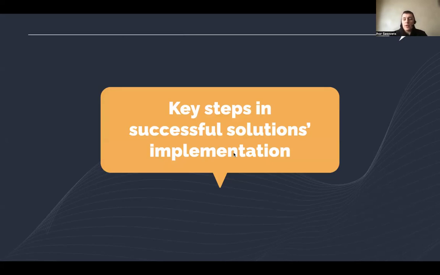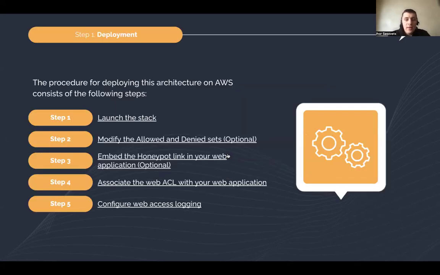Next important topic is how to achieve a successful implementation of this solution on the project. And let's review some key steps. So first of all, you need to deploy the solution from the CloudFormation template. Then you can modify allowed and denied sets. So you can right from the start add some IPs that should be blacklisted and as well allowed.